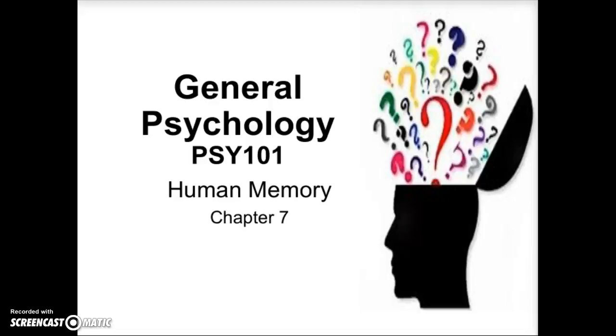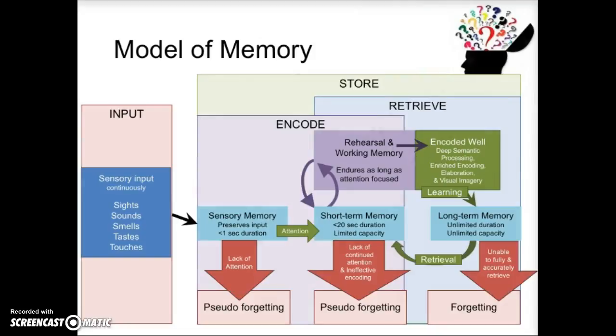This video continues Human Memory, Chapter 7. In the previous videos, we talked about the model for human memory, and we talked about how the sensory input is translated into sensory memory. If we pay attention to it, it moves to short-term memory. If we work on it in working memory and encode it well, it then moves to long-term memory, where we are able to retrieve it.